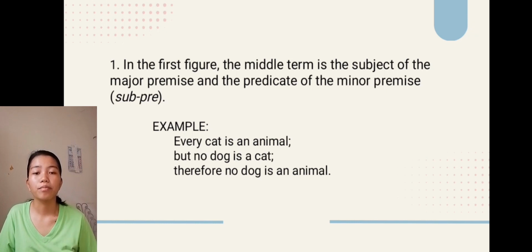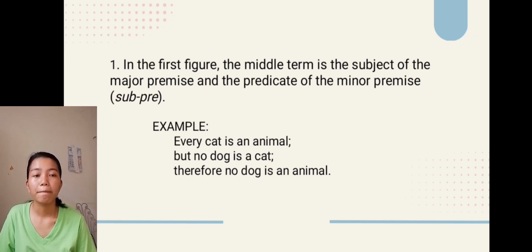In moods, every cat is an animal, so every cat is a universal affirmative, A. In the minor premise, no dog is a cat. No dog, so it is a universal negative, E. And the conclusion, therefore no dog is an animal, is a universal negative.